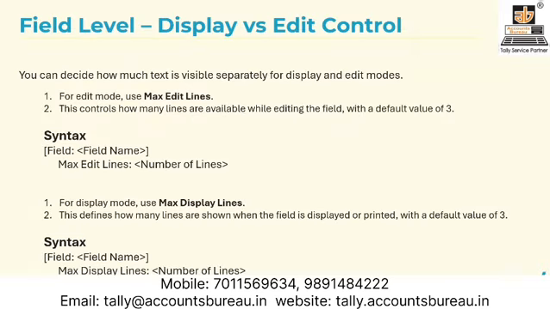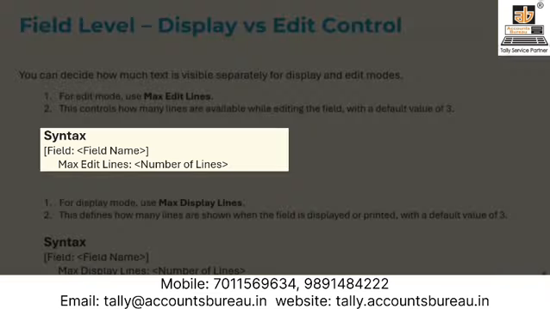Now comes the real control. You can decide how much text is visible separately for display and edit modes. For edit mode, use Max Edit Lines. This controls how many lines are available while editing the field with a default value of 3. The syntax for the same is displayed on your screen.